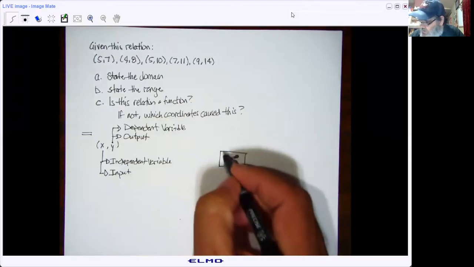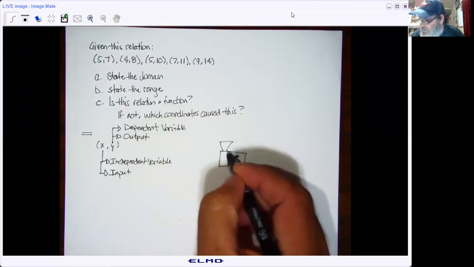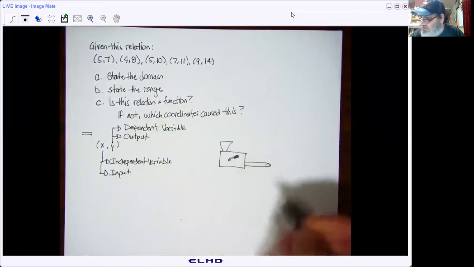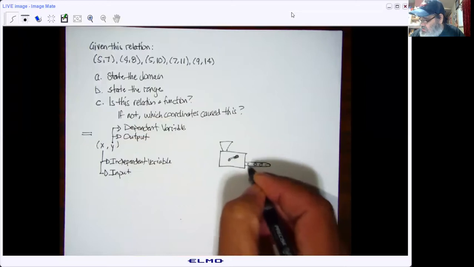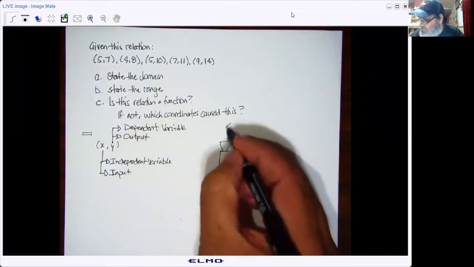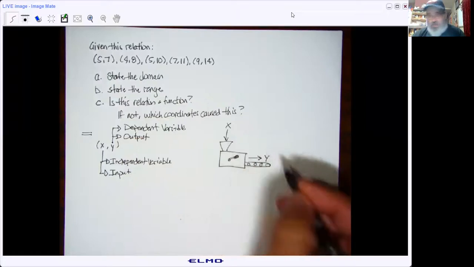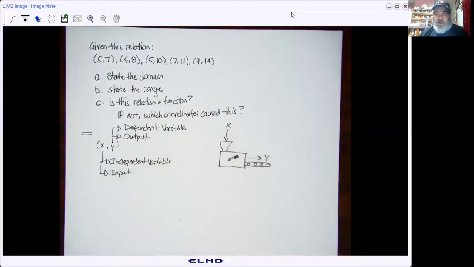So if we look at our little black box that has the little crank on the end of it, and there's a little funnel or a hopper here and a little conveyor belt that comes out the end. Our X goes in here, our Y comes out there, input, output.